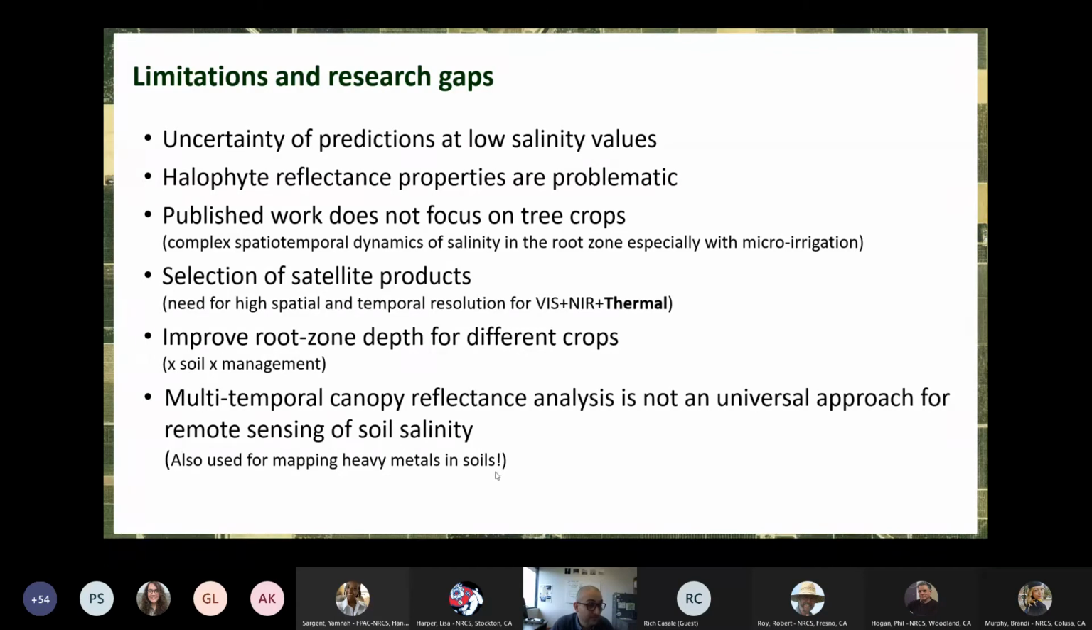The other thing that we want to say is that this approach of multi-temporal canopy reflectance is not a universal approach for remote sensing of soil salinity. As a matter of fact, some researchers in China took what I did and adapted it to the problem of heavy metals in soil, which has the same type of temporal consistency in soil. They're using the same type of algorithms that I created to map heavy metals in soils in China.